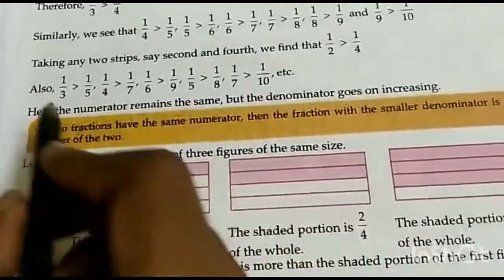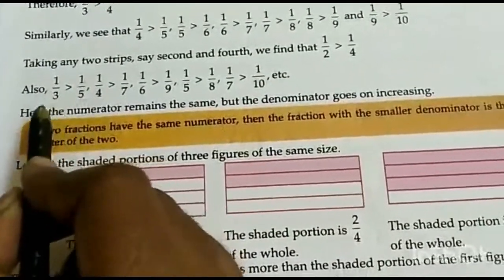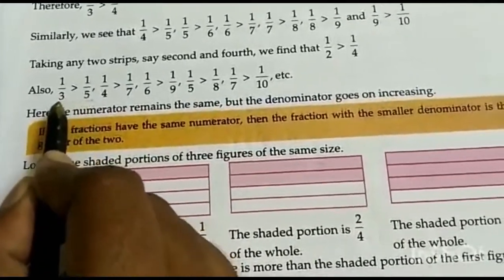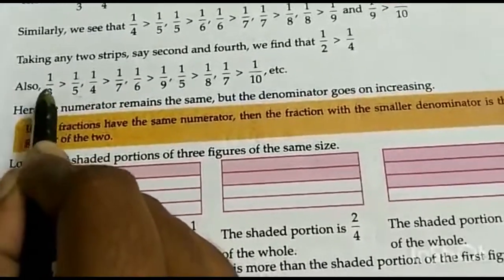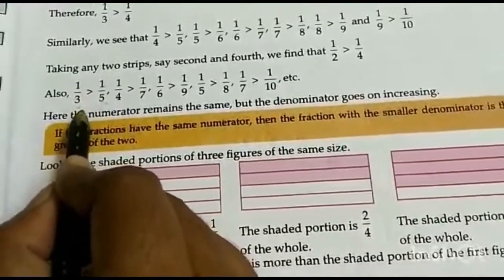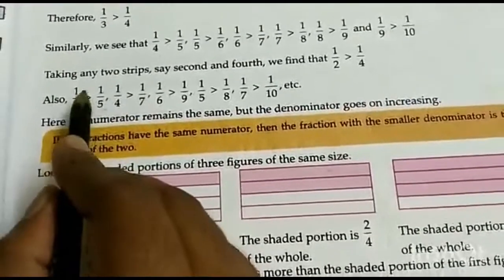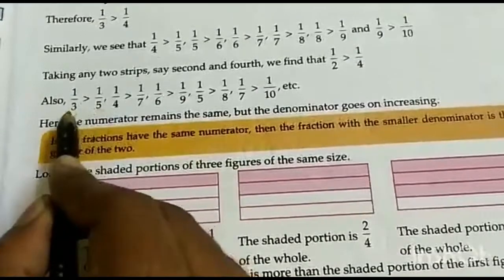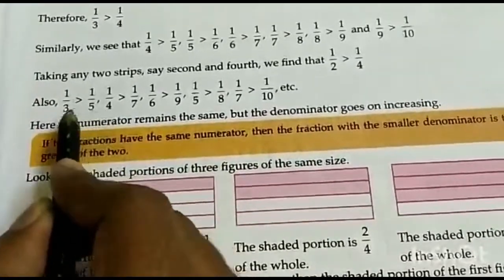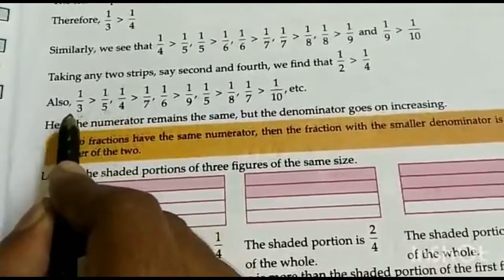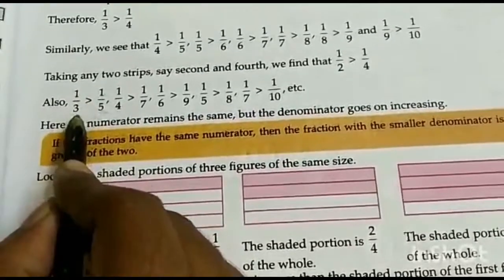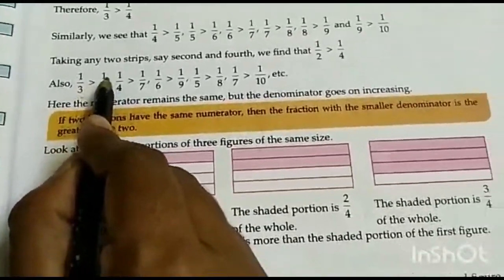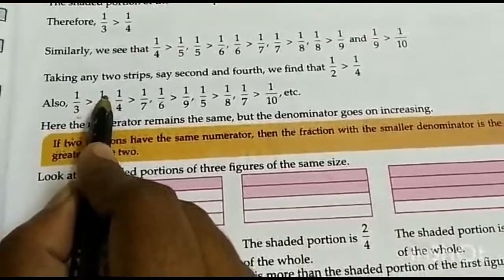If the fractions have the same numerator, the one with the smaller denominator is the greater. Here, 3 or 5, 3 is the smaller one, but here 1 by 3 is the greater one. Like this you have to observe and write. If the numerators are the same, then the fraction with the smaller denominator is the greater of the two. Whichever is smaller becomes greater. Here, between 3 and 5, which is smaller? 3. So here 1 by 3 is greater than 1 by 5. That is when the numerators are the same, but when the numerators are different, how do you find out?